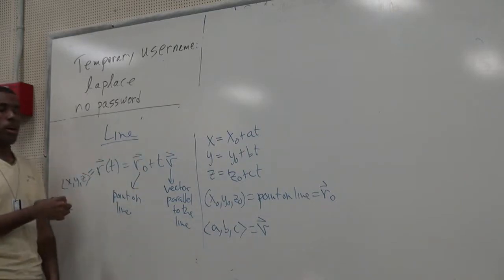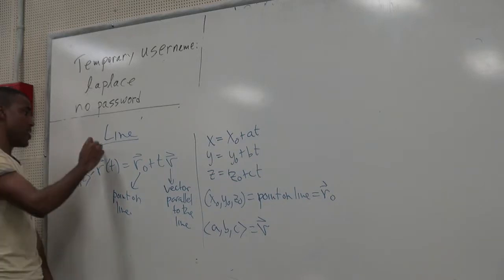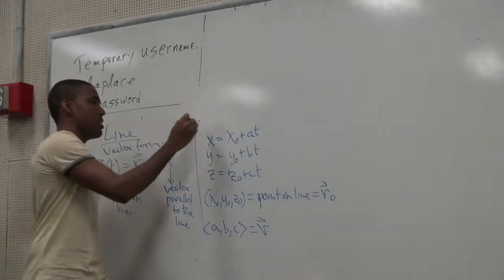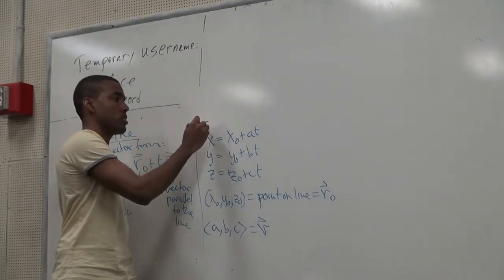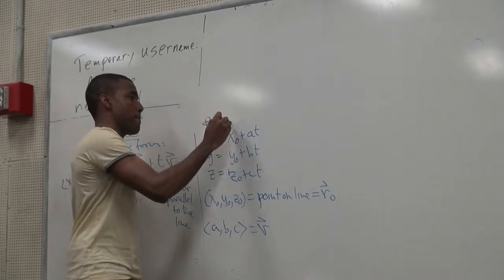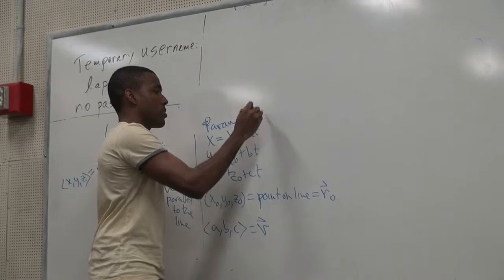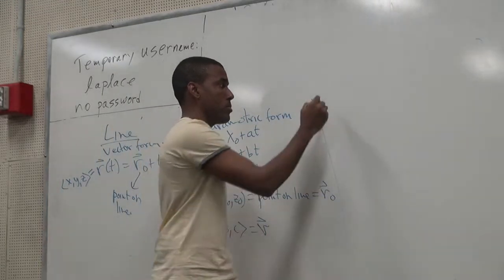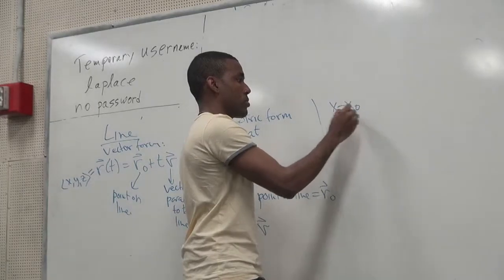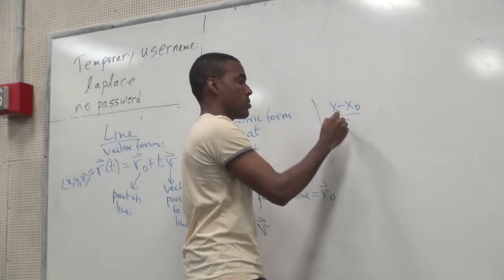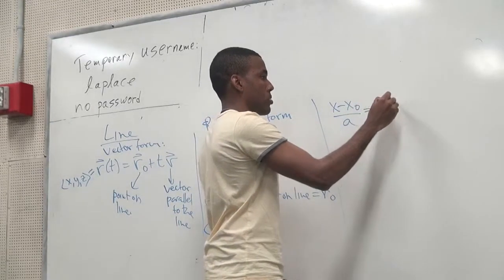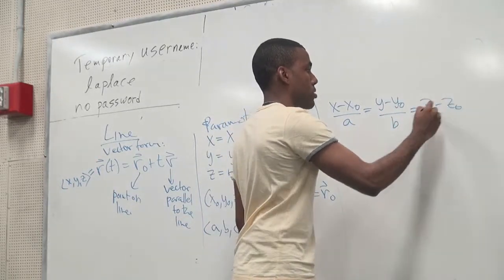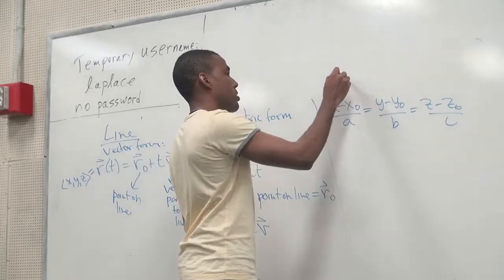What's this form called? It's called the vector form. And this? Parametric. What's another form? x minus x0 over a equals y minus y0 over b equals z minus z0 over c. Right, and this is called? Symmetric form.